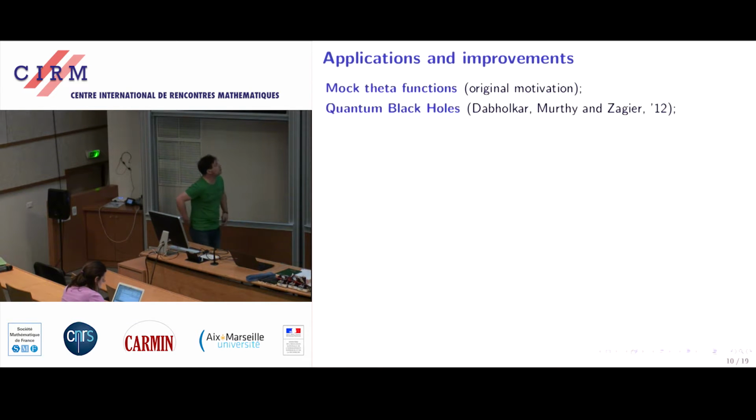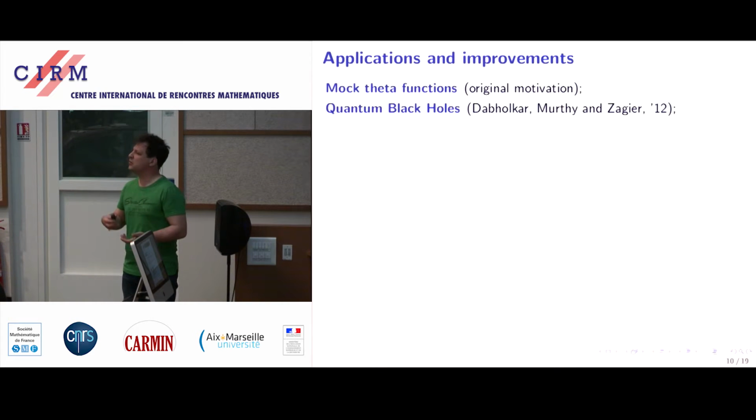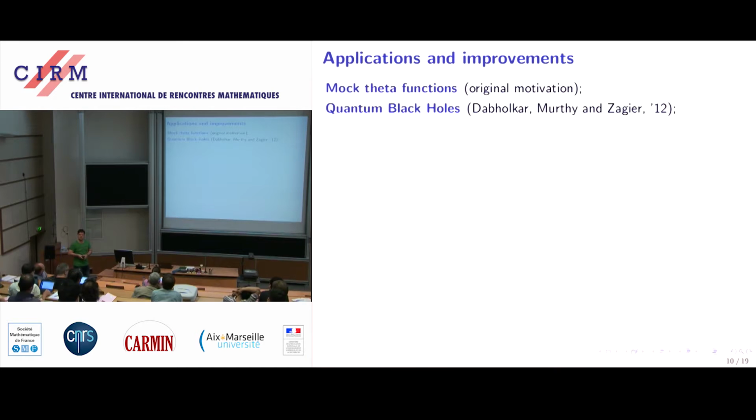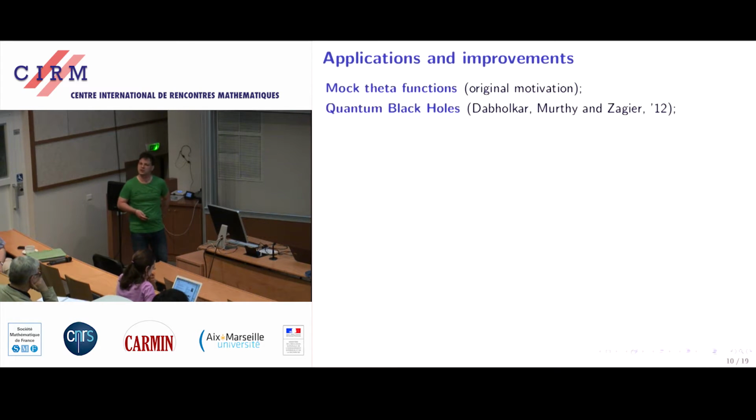But then later, other people also found applications and improvements. So I should mention the work by these three people. For example, they used some of that and they made some improvements. So remember that everything depended on this base point, and they made a smart choice for that, and they let it depend on the L, and then you can nicely decompose the Jacobi form, etc. So they made some nice improvements on the level of Jacobi forms. Since I'm only looking at Fourier coefficients, I don't have to discuss that here today, I think.